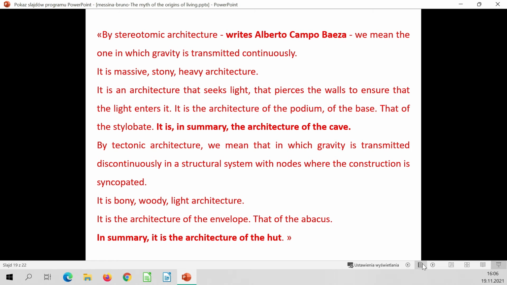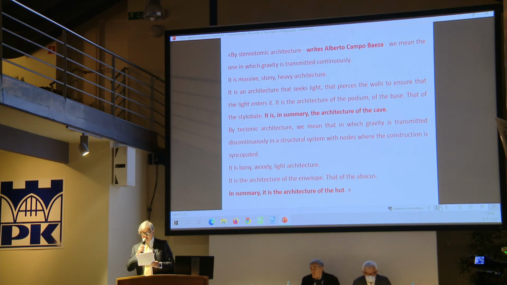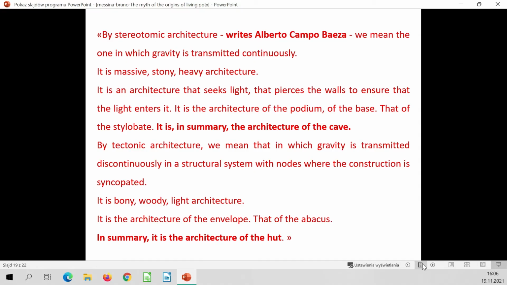By stereotomic architecture, writes Alberto Campo Baeza, we mean the one in which gravity is transmitted continuously. It is massive, stony, heavy architecture. It is an architecture that seeks light, that pierces the walls to ensure that light enters it. It is the architecture of the podium, of the base, that of the stylobate. It is, in summary, the architecture of the cave.